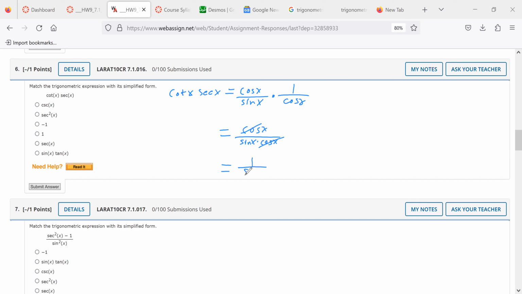So now we have 1 over sine. What is 1 over sine? Cosecant. Yeah, cosecant. Secant.